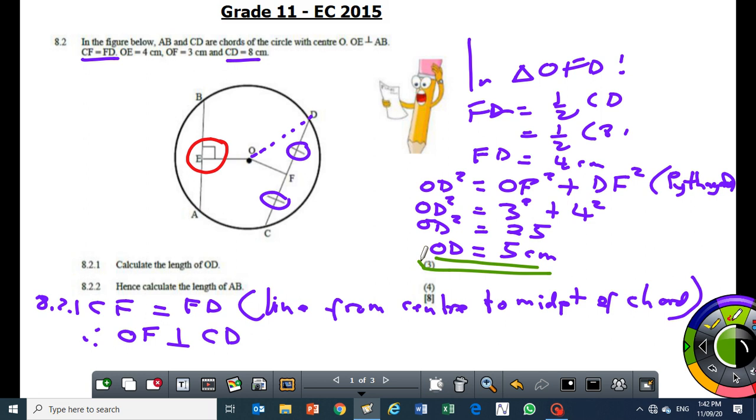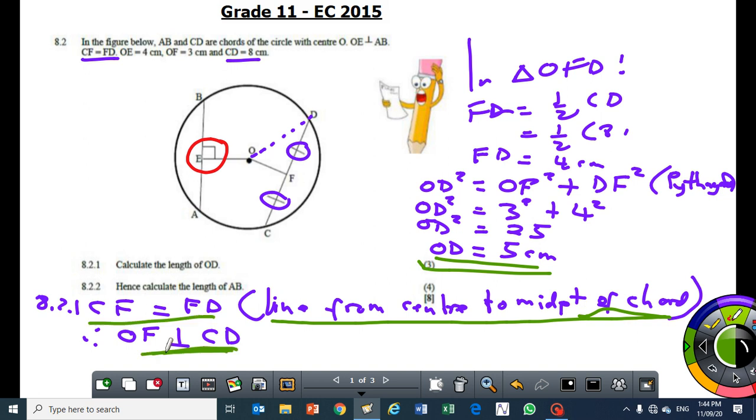Make sure you memorize this. This is the converse of theorem 1: line from center to midpoint of chord. Right? Right, let's move on to AB.